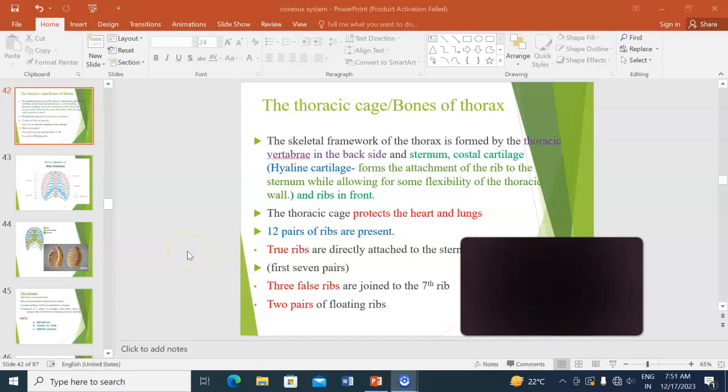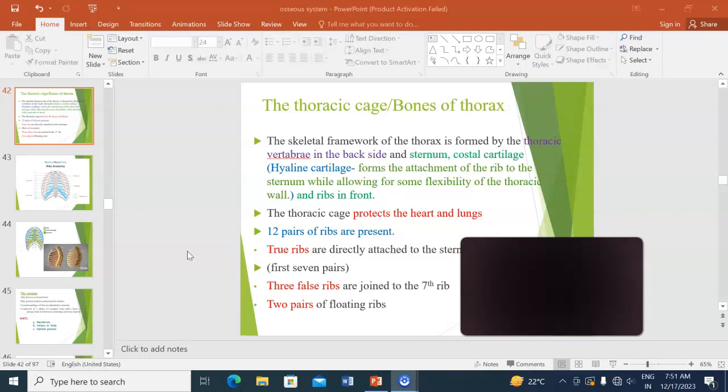Hello students, in today's lecture we will study the thoracic cage or bones of the thorax. Now the thorax is a skeletal framework which is formed by the thoracic vertebra, which is present on the back side, and in the front side it consists of the sternum, which is a flat bone. Next come the costal cartilage and ribs which are present in the front.